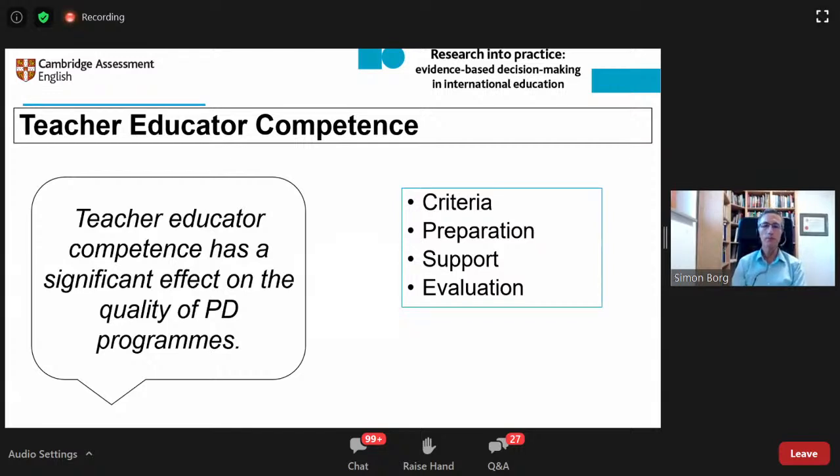So it is very important for us when we're designing programs not to forget about the role of teacher educators, not to assume that they have the competence to do the work effectively, and that they will be self-sufficient in addressing any challenges that arise. I don't think that's a very wise policy. We need to be proactive in thinking about their needs and how we can not only support them but also monitor the quality of their work.